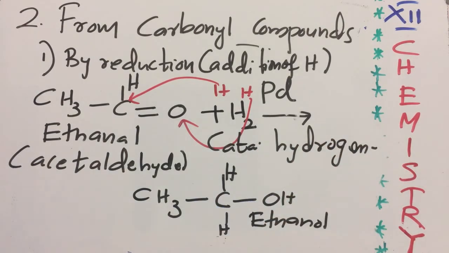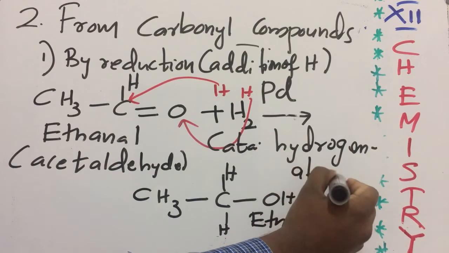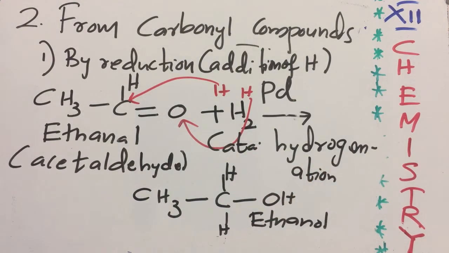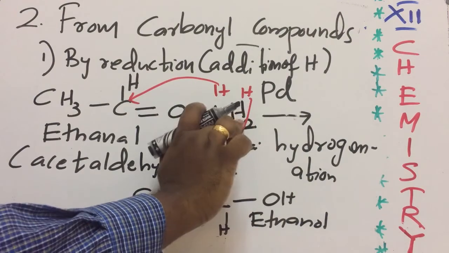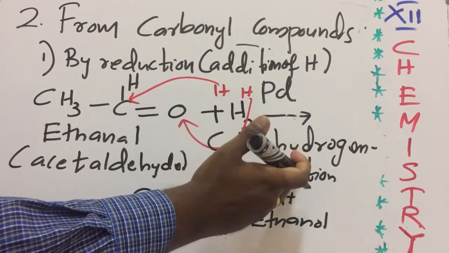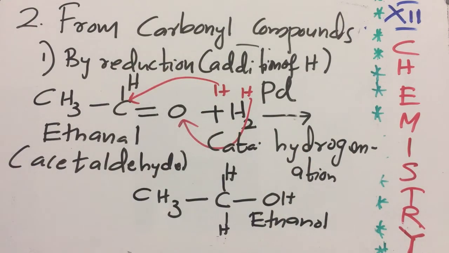Why is it called catalytic hydrogenation? Addition of hydrogen in the presence of a catalyst. So hydrogenation is also called a reduction, addition of hydrogen.